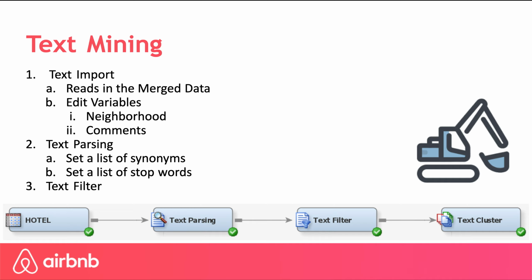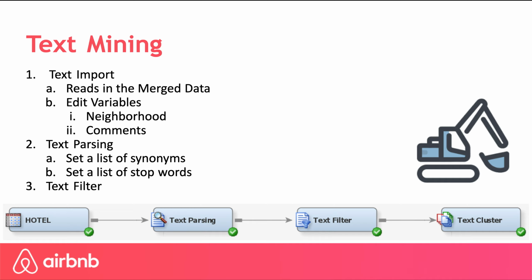So for the first one, the text import, we first read our merged data, and because we only wanted to focus on the text data and see its features, we added the variables in the SAS table and chose only the neighborhood column and the comments column, which are of interest to us.